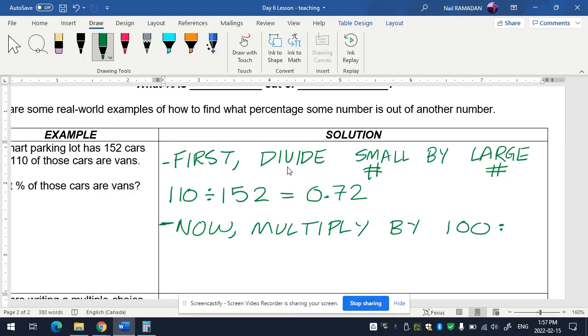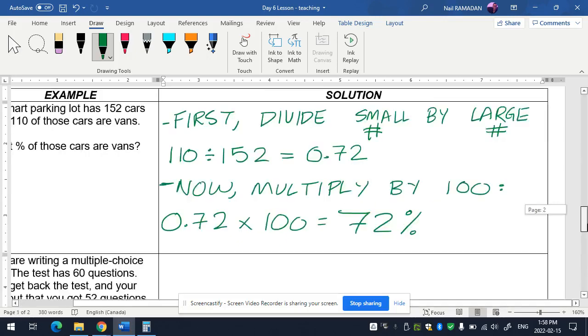Okay, so multiply 0.72 times 100. How much? 72 what? So another way of saying that 110 of the 152 are vans, you could have just said 72 of the cars. Sorry, not 72, 72%. Otherwise, it makes no sense. 72% of the cars outside are vans, classified as vans. Okay, next one.